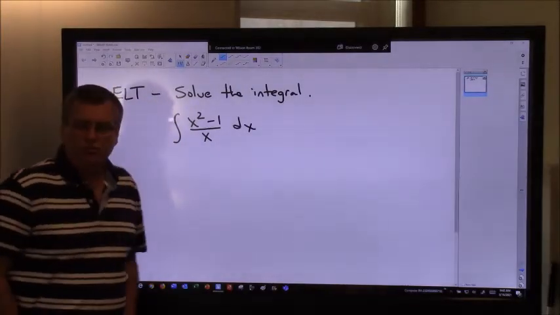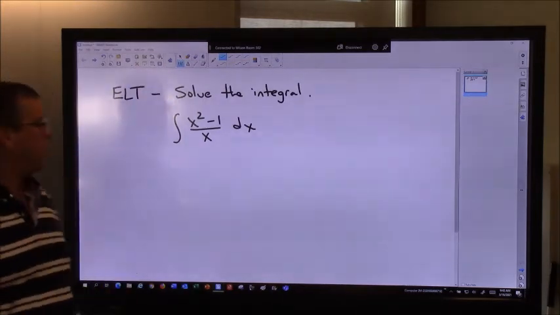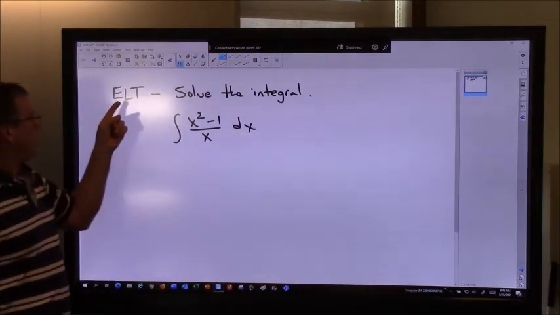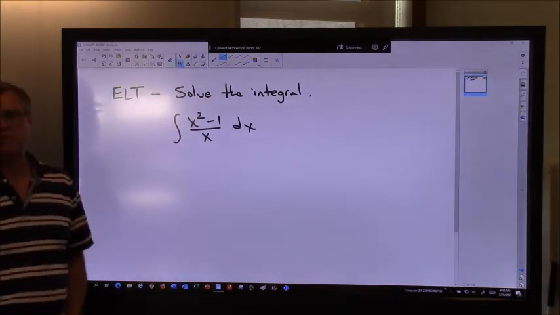Alright, we're moving into Chapter 5, so we have some new stuff to look at. But just to start us off, I want us to see if we can solve this integral. Okay, you guys go ahead and try it.